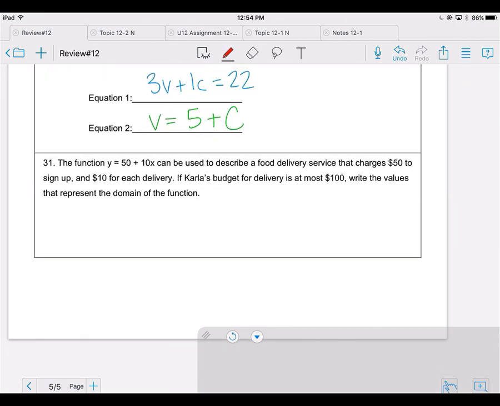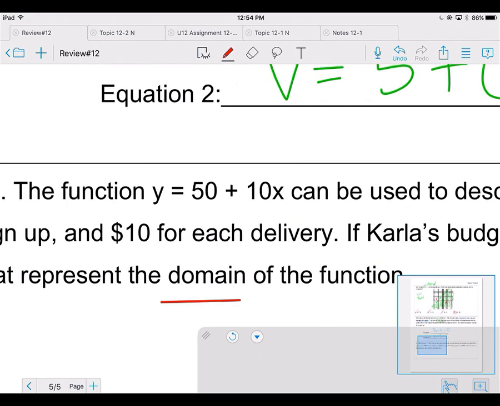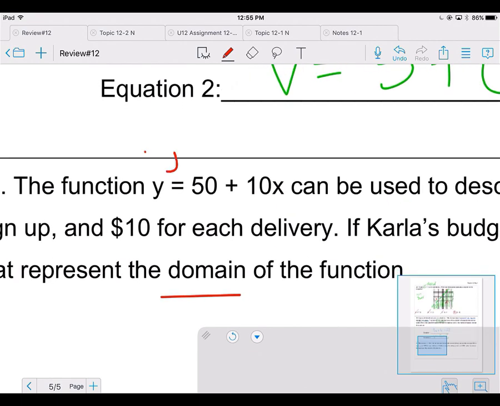31, the function y equals 50 plus 10x can be used to describe a food delivery service that charges $50 to sign up and $10 for each delivery. If Carla's budget for delivery is at most $100, write the values that represent the domain. So y is used to describe the service, and y is going to be your cost.